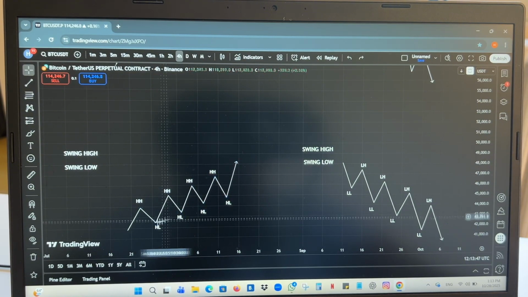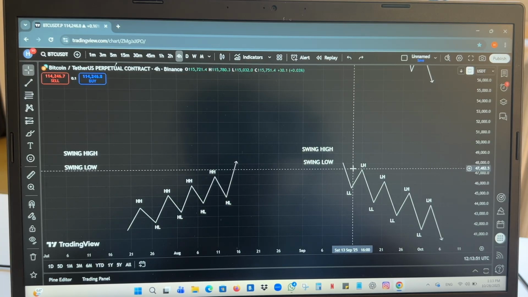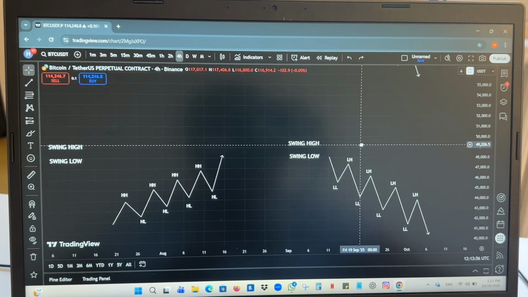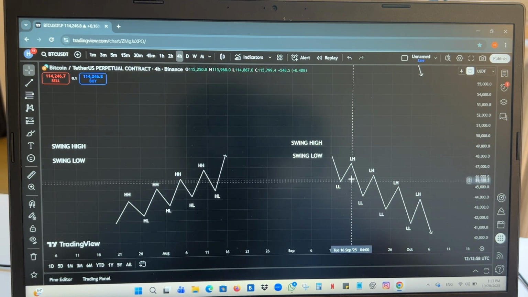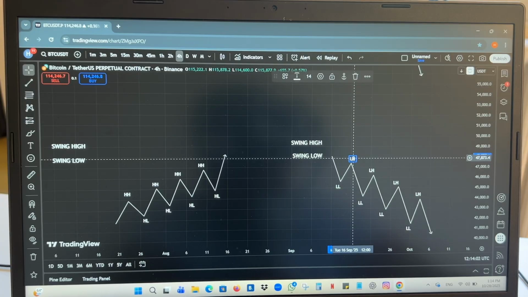I mean, this is an uptrend, so the market is making high highs, high lows, and this is a downtrend. This is only for you guys to identify which trend these are. I just wanted to keep everything simple for you guys. So this is lower lows, lower highs, lower highs. So we'll get rid of these.